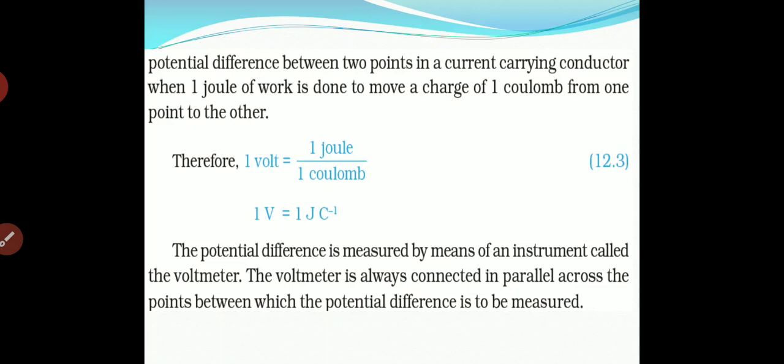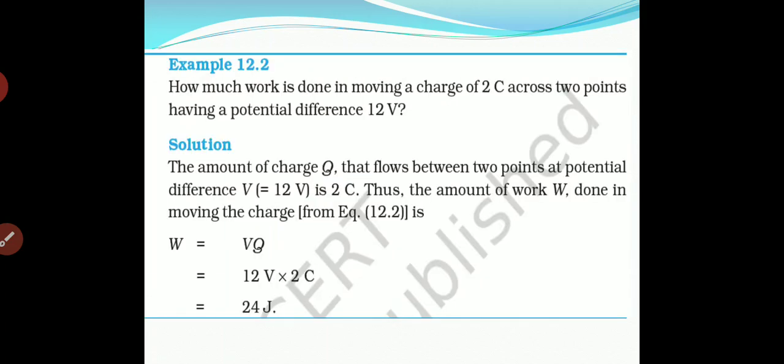The potential difference is measured by means of an instrument. For measuring potential difference, V or volt, we need a voltmeter. A voltmeter is always connected in parallel across the two points between which the potential difference is to be measured. So a voltmeter is connected in parallel only.